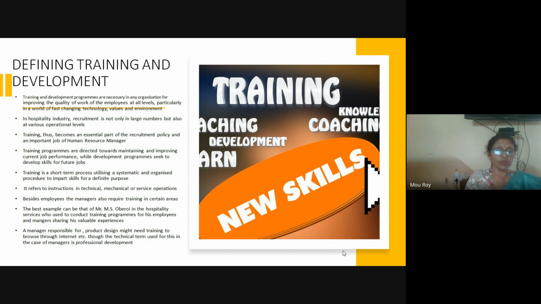So that is how you need to have training in certain areas, which is taken care of by the employer. These programs can include a wide range of topics such as technical skills, leadership development, communication skills, customer care service, and compliance training. So there are different portfolios where the training can be imparted. And development opportunities can also be provided to employees to help them grow and advance in their careers.